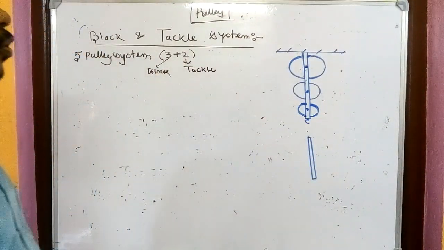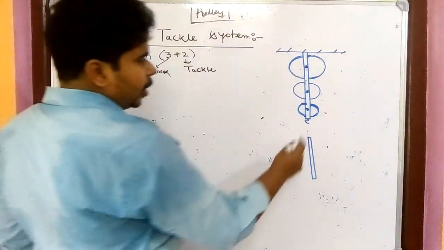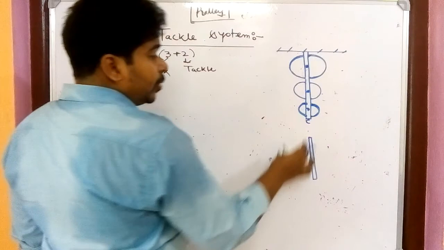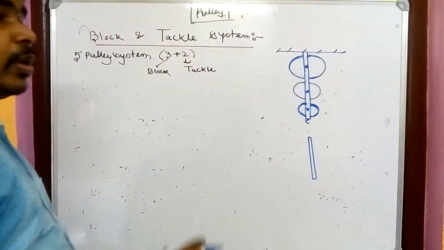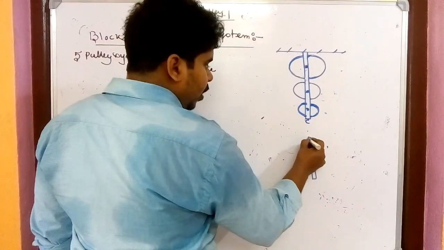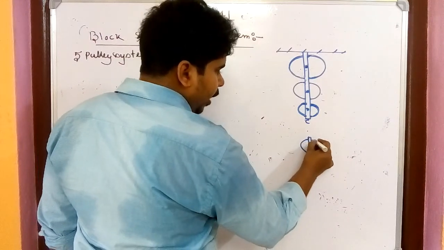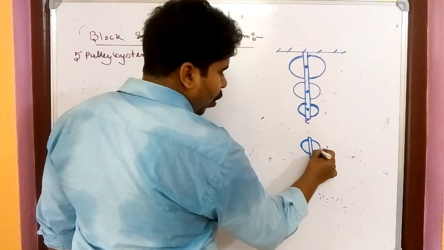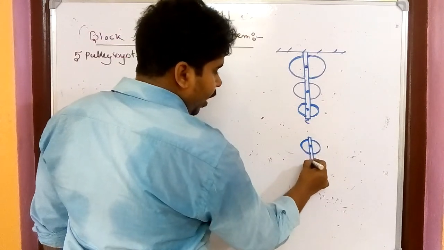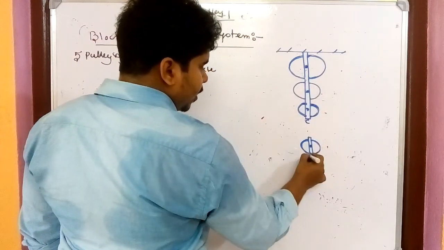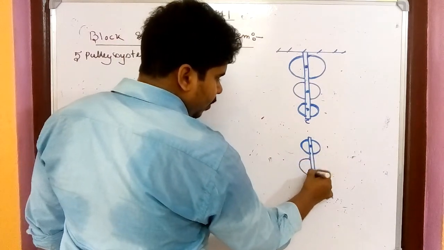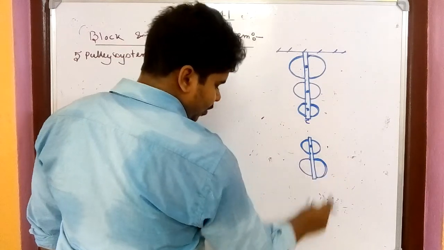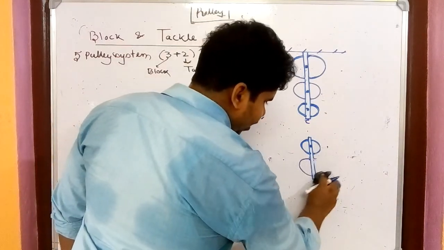Before drawing here, what are the things we have to remember? That this is the last pulley in the block system. So what will be the size of the last pulley in the block system? That will be the first pulley in the tackle. Means it will start from smaller, and then for the second, a little larger. Oh, it seems to be apple like that, no? So we have to change a little bit.